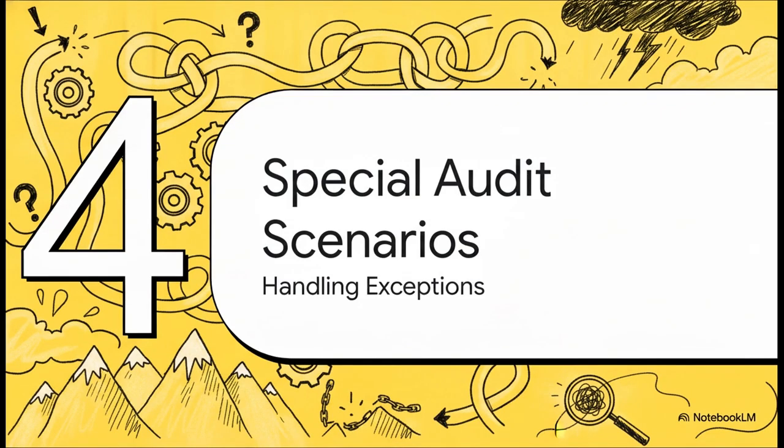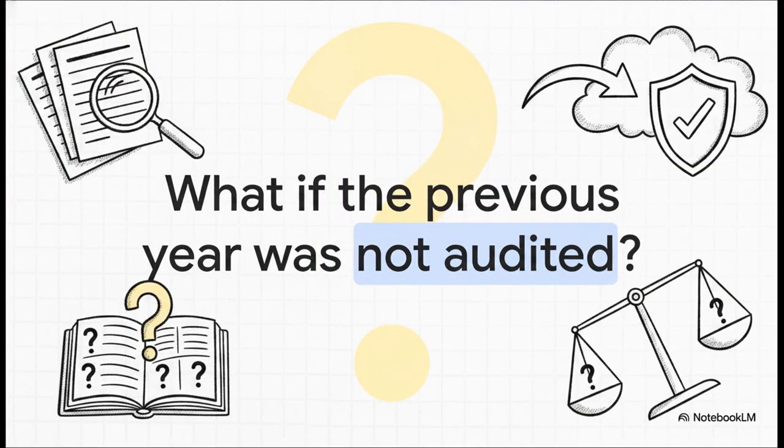Section 4, handling special audit scenarios. Out in the real world, things are rarely perfectly straightforward, right? So picture this. What happens if you walk into a brand new audit engagement? You see the previous year's numbers sitting there as corresponding figures, but they are completely unaudited. Like, no one has ever verified them. What is your exact move here?